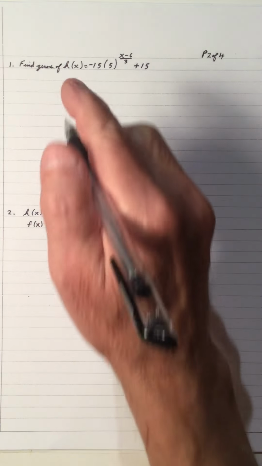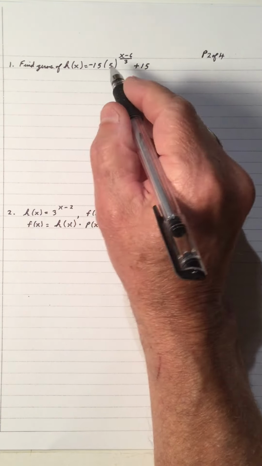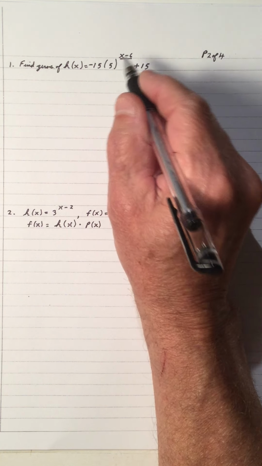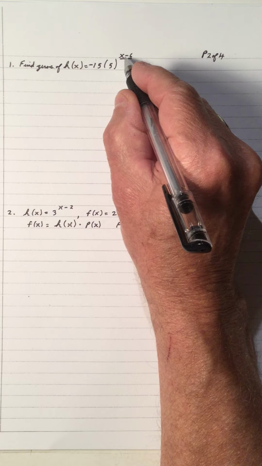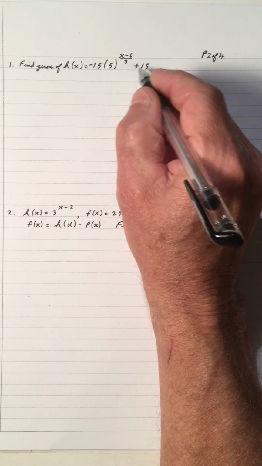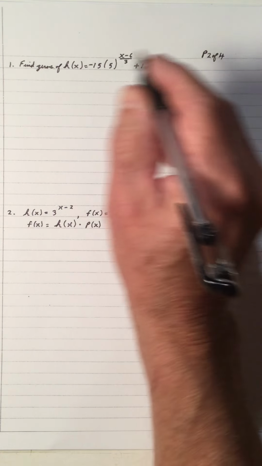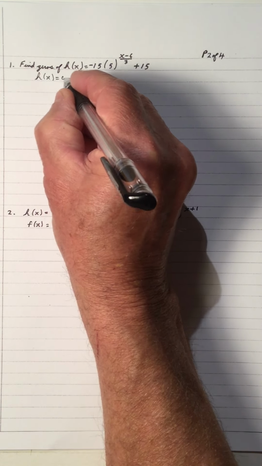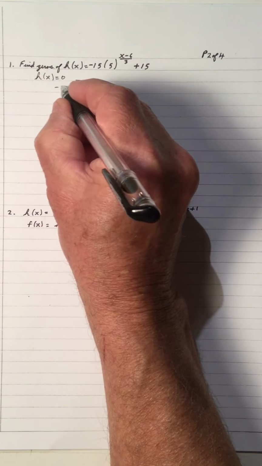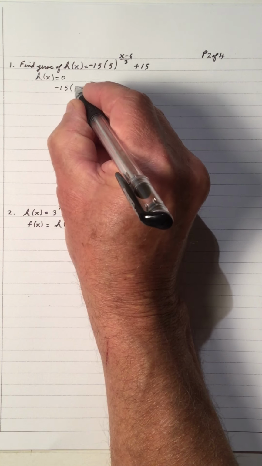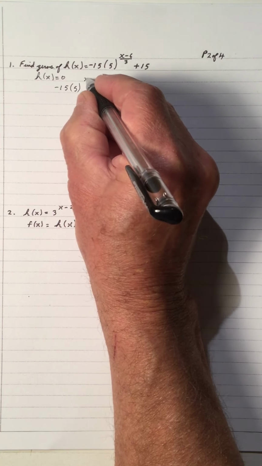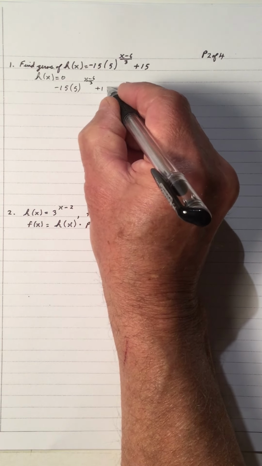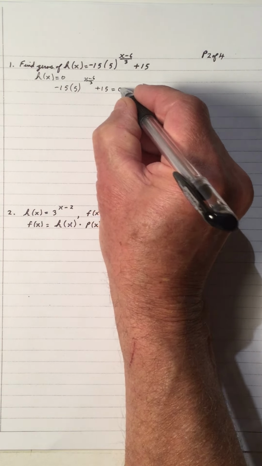Number one, find the zeros of h of x equals negative 15 times 5 raised to the (x minus 6) divided by 3, plus 15. The zeros are found when you let h of x equal 0. So that means negative 15 times 5 to the (x minus 6) over 3, plus 15 equals 0.